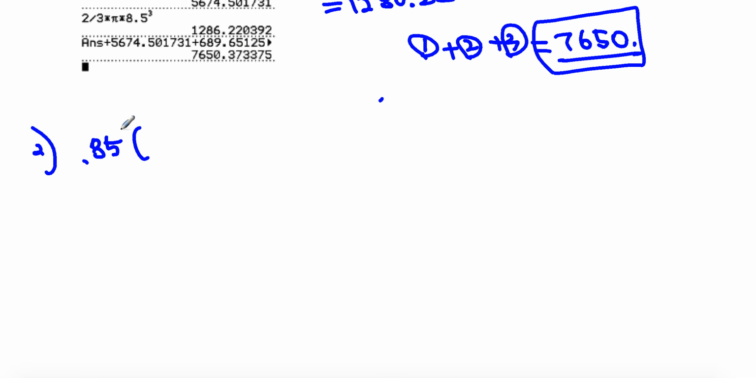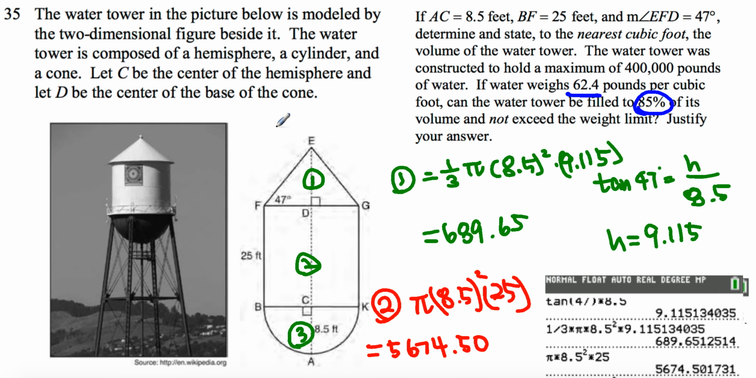is that part 2 is 85% of the volume. So 7650. But we have to multiply that by the density, which is 62.4.